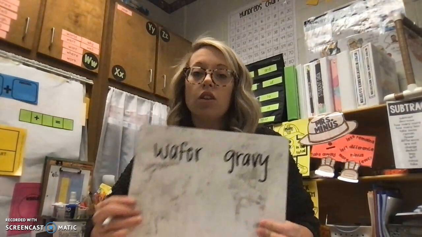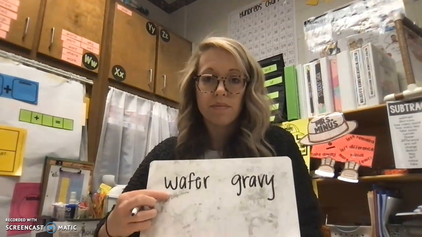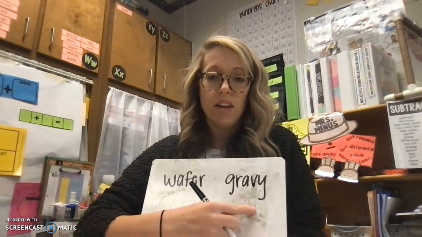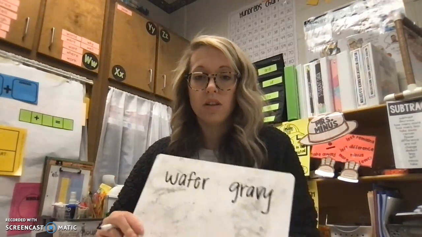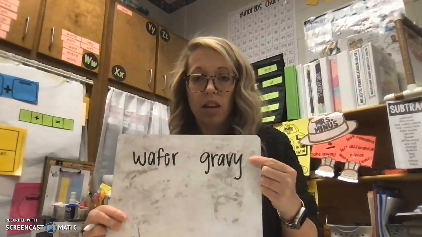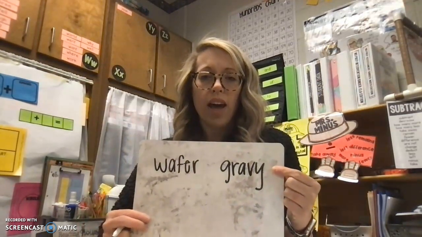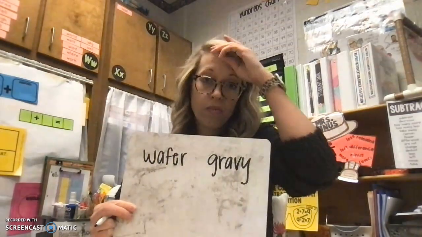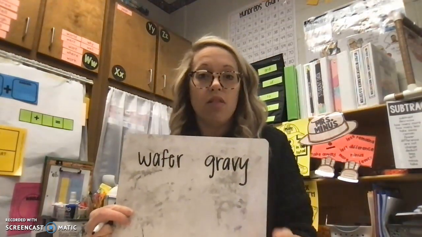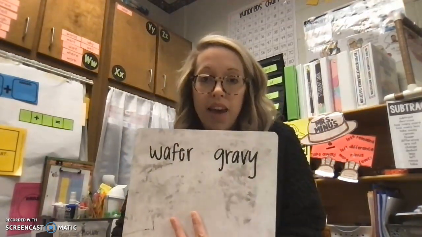Okay. So first I want you to echo the word wafer, gravy. Let's do it one more time. Wafer, gravy. What sound do you hear that's the same in each of these words? Wafer, gravy. Yeah, I hear the A sound in these words. But what do you notice about the vowel A? Because I know the vowel A is making the A sound because it's saying its name. But what do you notice about the vowel A?